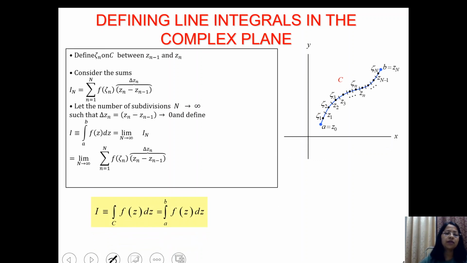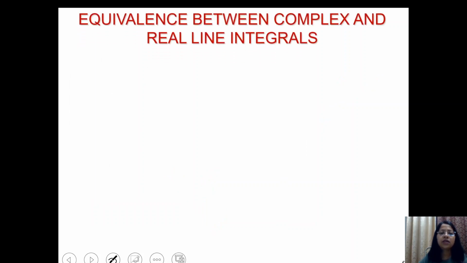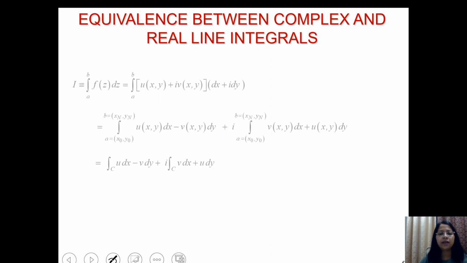We all know that in real integration we write our integral as a single integration with respect to a single variable. But here in the complex plane we have a variable z that depends upon two variables x and y. So we need to further simplify it in terms of x and y. Then we'll apply the limits accordingly, right? Let's see what is the equivalence between complex and real line integrals.